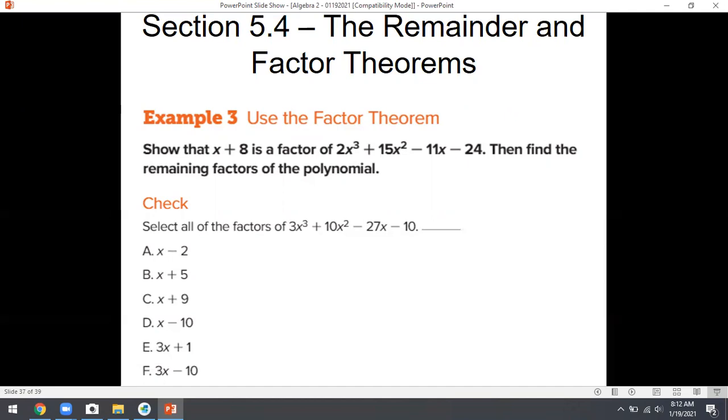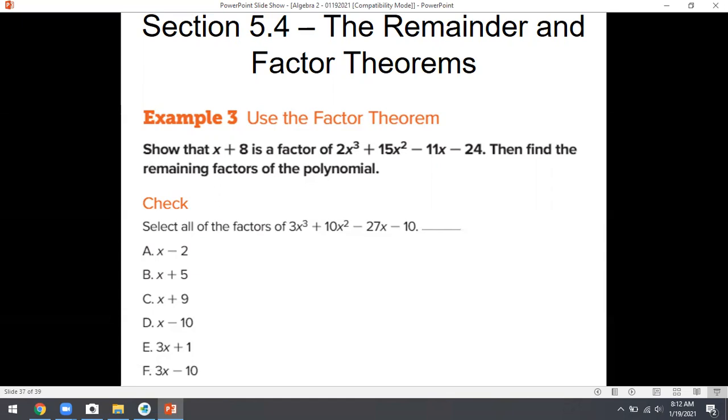Let's try this check right here. Let's try this one out. 3x cubed plus 10x squared minus 27x minus 10. Ew. Look at that thing. That's gross.